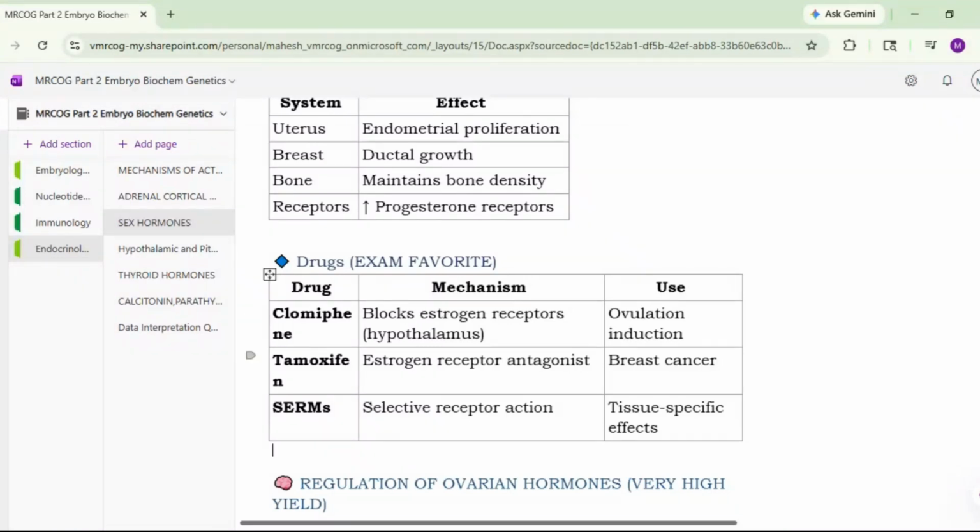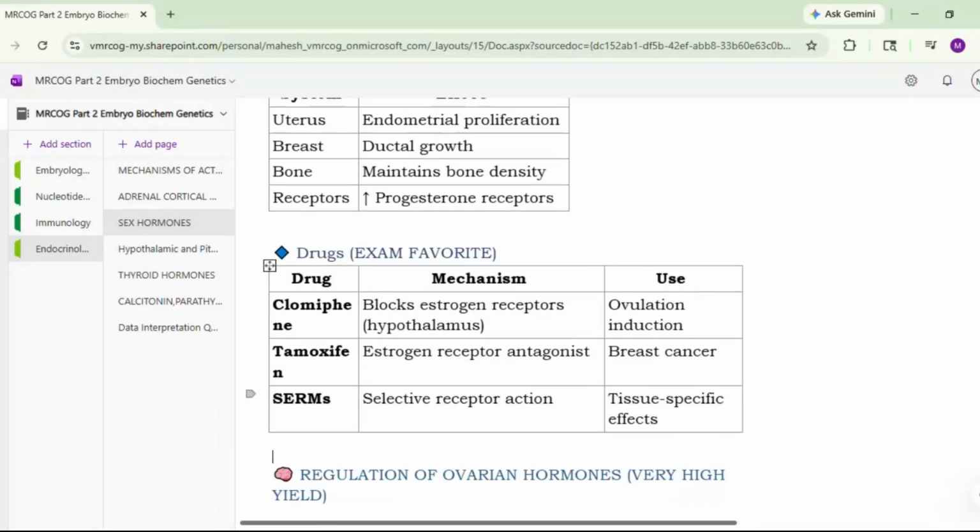Another is tamoxifen. It is an estrogen receptor antagonist. It blocks the estrogen receptor. It is used in the treatment of breast cancer. Then you have selective estrogen receptor modulators, SERMs. Okay, that is a selective receptor action with a very tissue-specific effect.